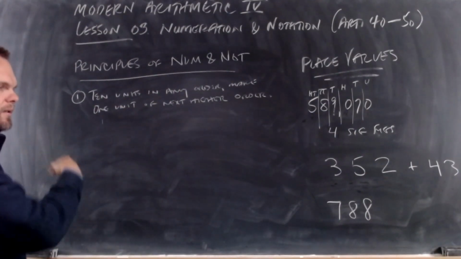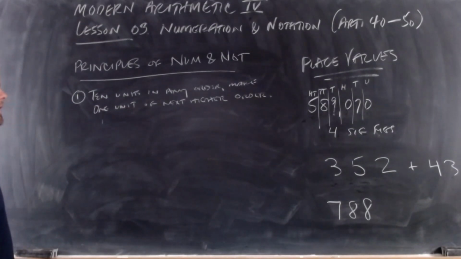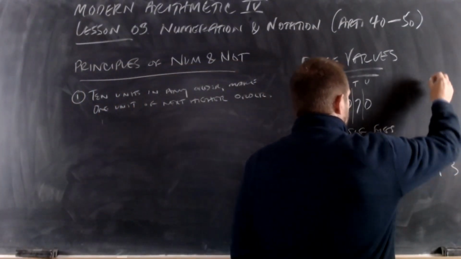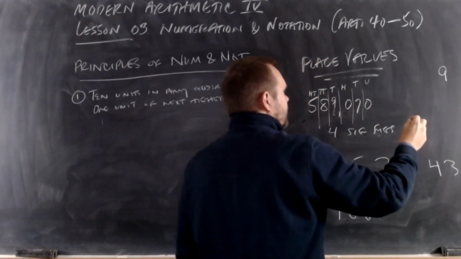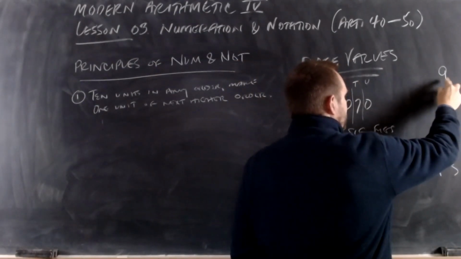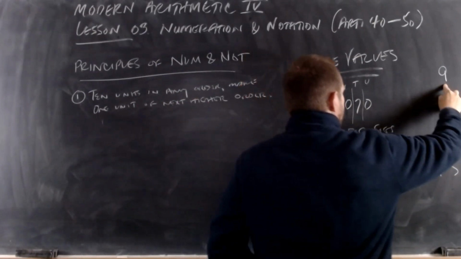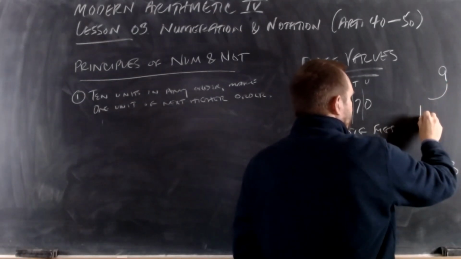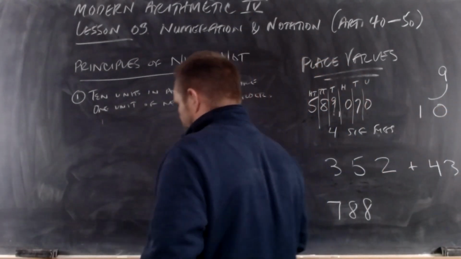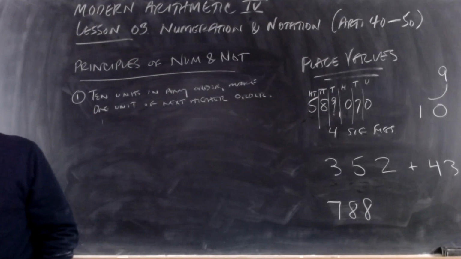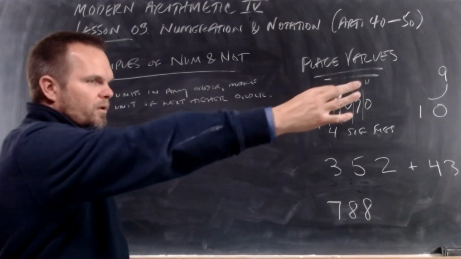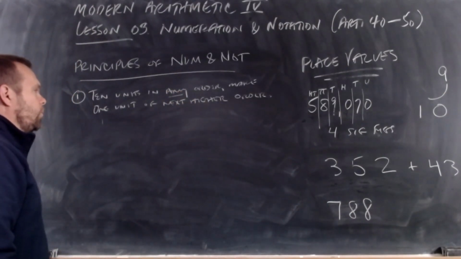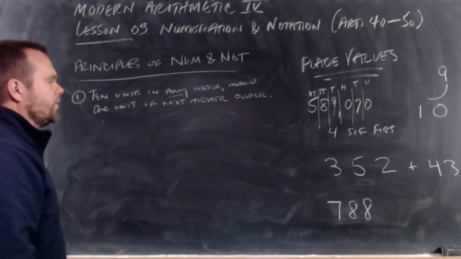10 units of any order make 1 unit of the next higher order. And by higher, it means to the left. We can easily see that if we have 9 units and then 10 units, 10 units of any order make 1 unit of the next higher order. So to go from 9 to 10 makes 1 unit of the next higher order and leaves no units in that first order. That's expressed by principle 1, and it applies to all of the orders: 10 units in any order make 1 unit of the next higher order, that is, the order to the left.